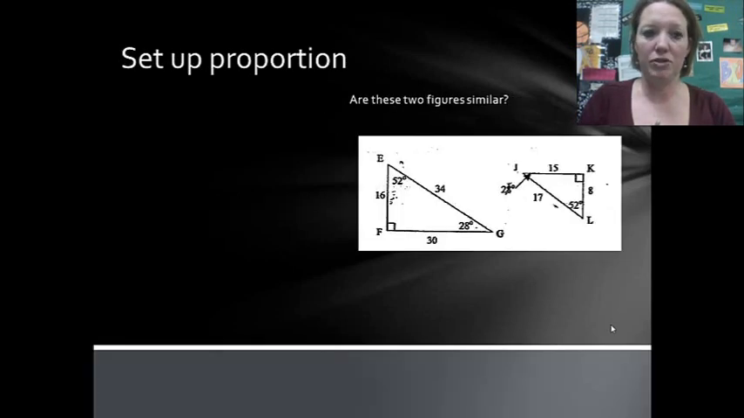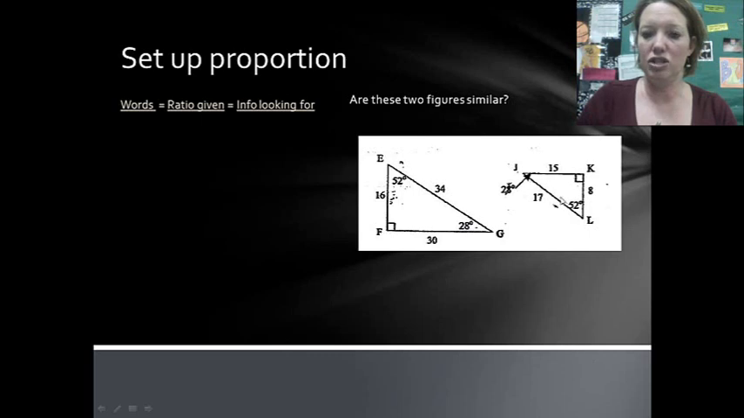Now open up your foldable and we'll do the example on the top left. And the question is, are these 2 figures similar? We're going to set up a proportion and use cross products to decide whether these 2 figures are similar. So words, ratio, info looking for. Now, all the angle measurements indicate that these should be similar figures, but we need to check with the corresponding sides to make sure that they truly are.